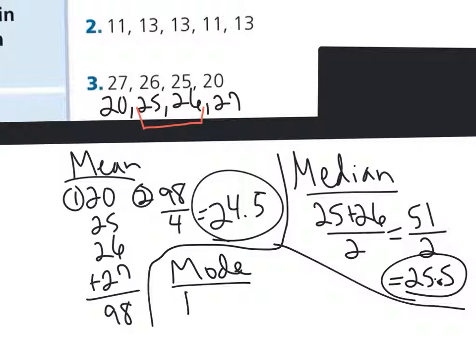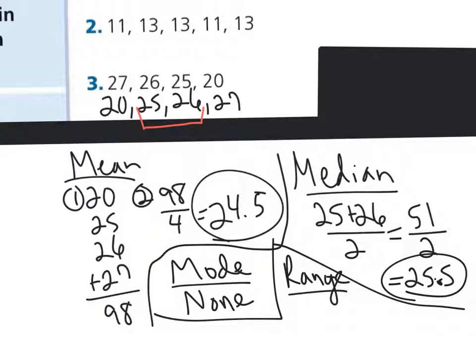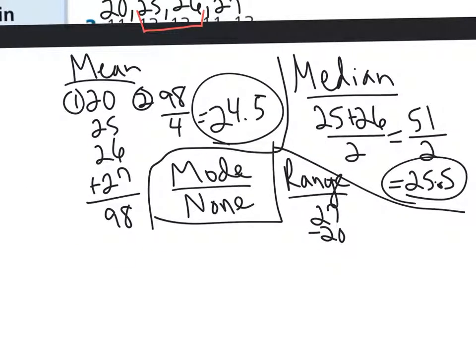This one actually does not have a mode, so we put none. Remember, mode is the only thing we can have where we can say there is none. And then the range, we would take 27 minus 20, which would be 7. So range is 7.